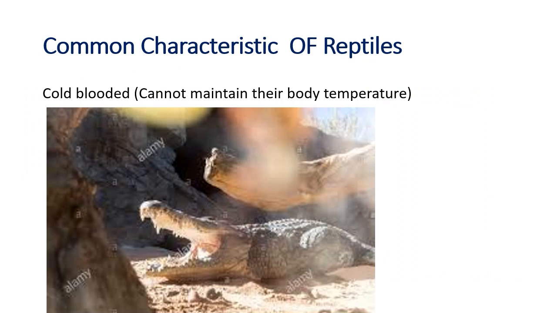The second common characteristic is they are cold-blooded. What does it mean? Does that mean their blood is literally cold? No, that means they cannot regulate or maintain their body temperature. When the weather is cold, their body will follow it. Same with when the weather is hot. So, whenever they feel cold, usually the crocodile here will try to find the sun and try to warm up their body. When they feel too hot, they will go back to the water.